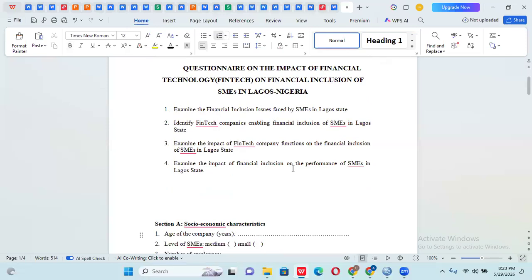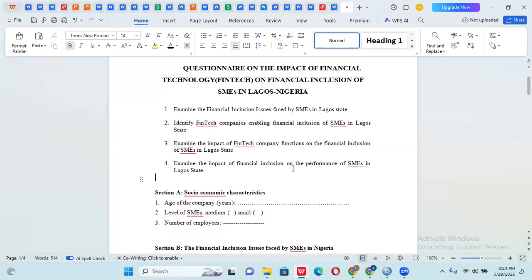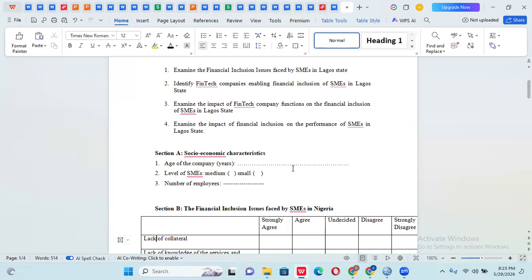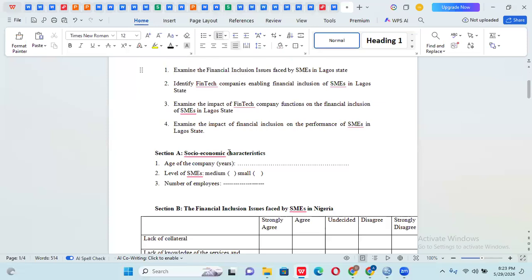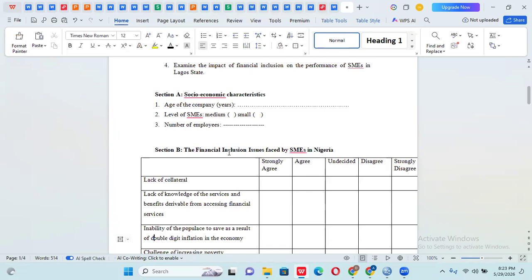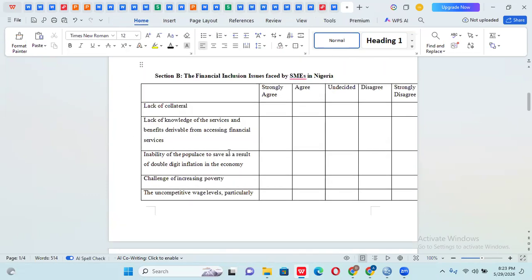All right, so what's the first objective of this work? Examine the financial inclusion issues faced by SMEs. So let's see, do you have questions on that? Of course, when you're examining the questionnaire, you need to have this section here. We call it socioeconomic characteristics. You need to have it. Okay. So financial inclusion issues faced by SMEs in Lagos State. So we have it. Yeah, this is a question we have. That's section B. Okay, good. All right.